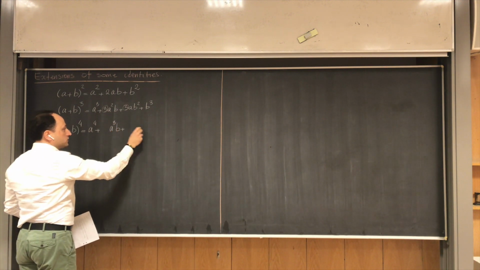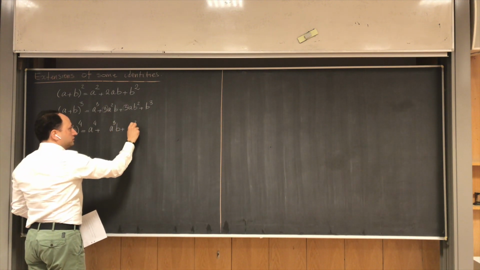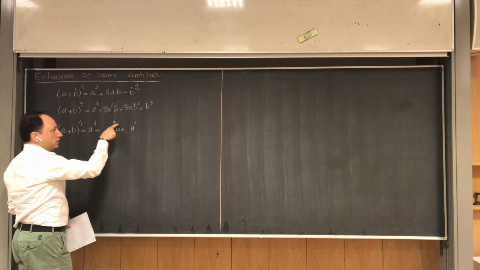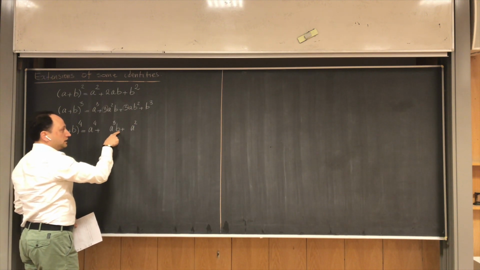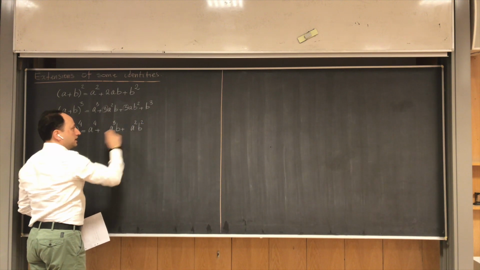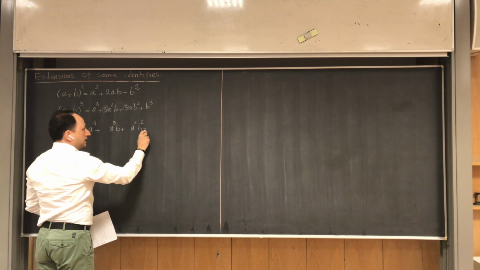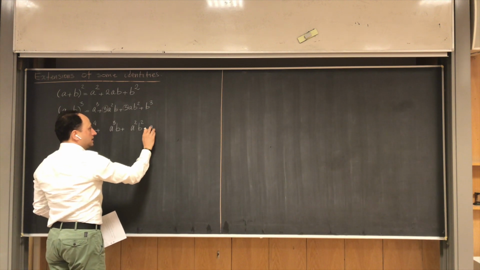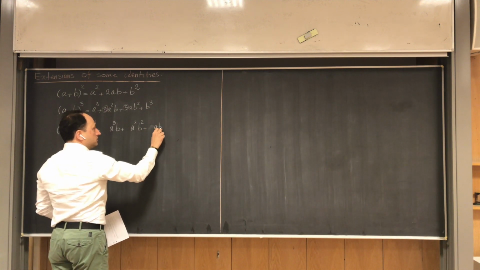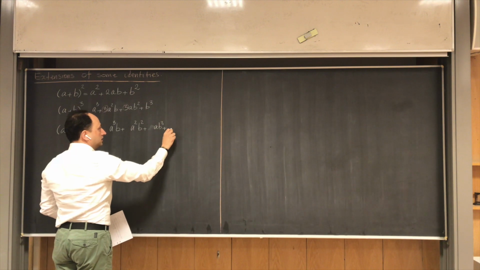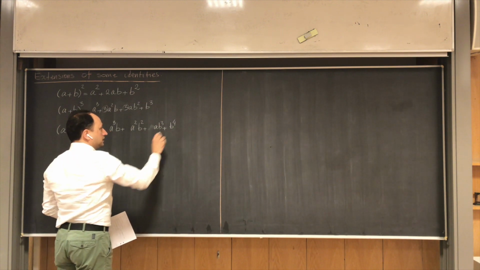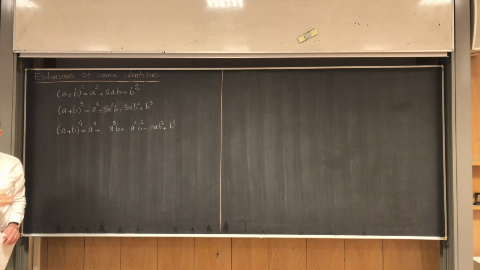And then the next one is what? Is A to the 2. I decrease this by 1. I increase the power here by 1. So it becomes A squared B squared. Again, I leave some empty space here. And then the next one is A with some empty space, B to the 3. And finally, I get B to the 4. Yeah, is the pattern clear?